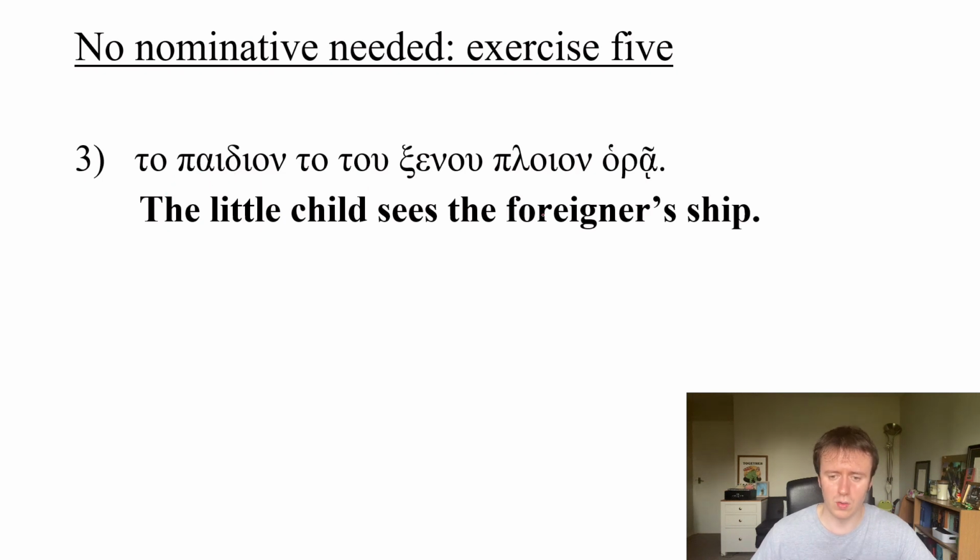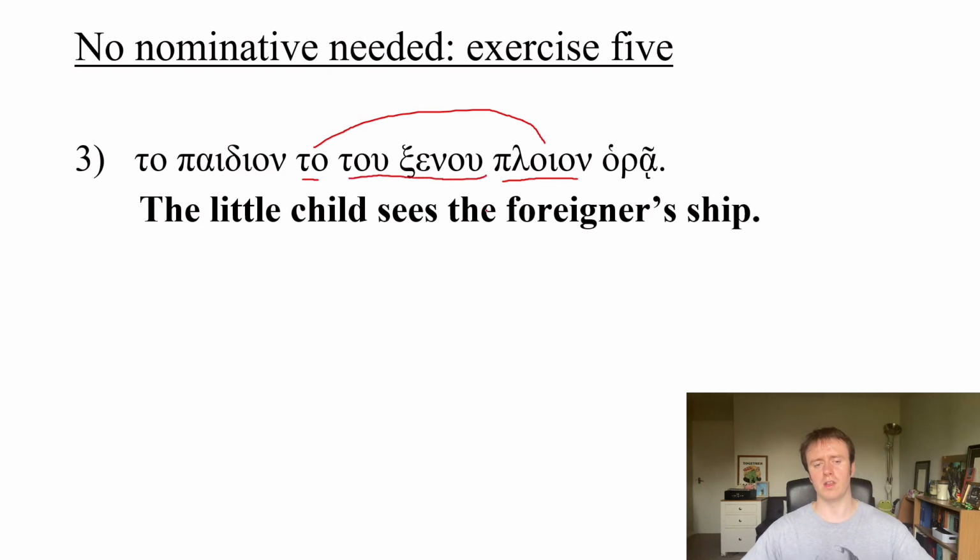So it's the little child sees. And then we had tou xenou and ploion. To here was going with ploion, okay? We had two definite articles next to each other, to and tou. We had no repeated definite articles, so we know that this is a genitive sandwich. So to is going with ploion, and tou xenou is a genitive phrase that's been sandwiched in the middle.